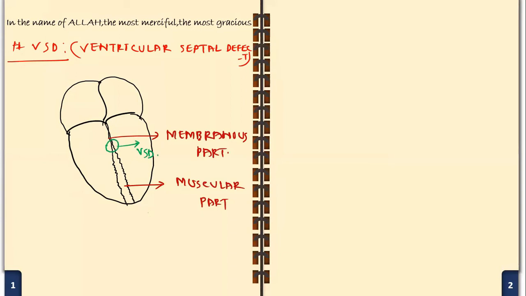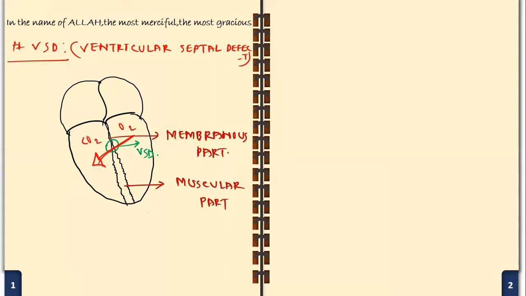So when there is a communication between the left ventricle and right ventricle, and we know that normally the pressure within the left ventricle is higher than the right ventricle, the blood will rush from the left ventricle to the right ventricle. In this case, the patient will not suffer from hypoxia.